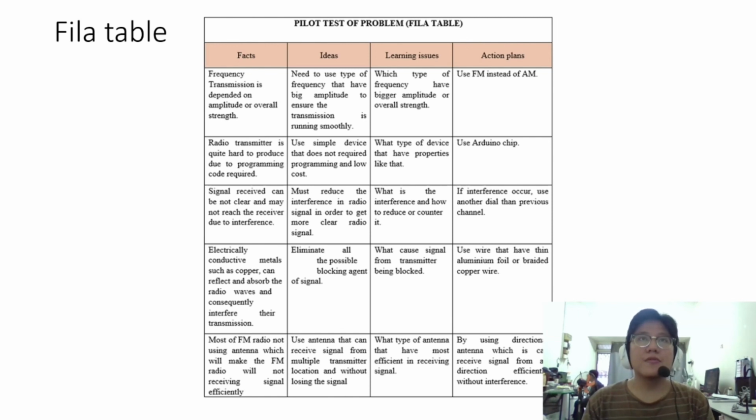The next fact is that a radio transmitter is quite hard to produce due to the programming code required. So we use simple devices that do not require programming and are low cost. The learning issue is what type of device has properties like that. So the action plan: we use Arduino chips.